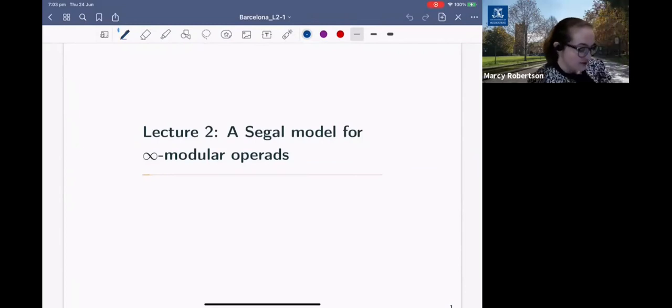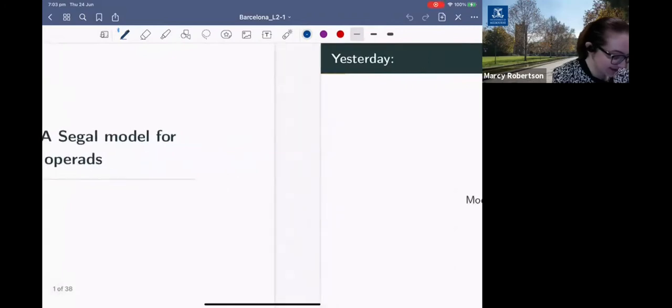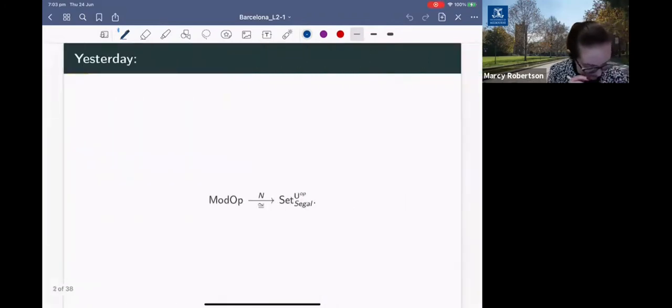So today I'm going to introduce for you a Segal model for infinity modular operads. That's the main point, but there's a lot of other things happening in this talk. So it's a bit faster than the one yesterday. I just want to recall a couple of facts.